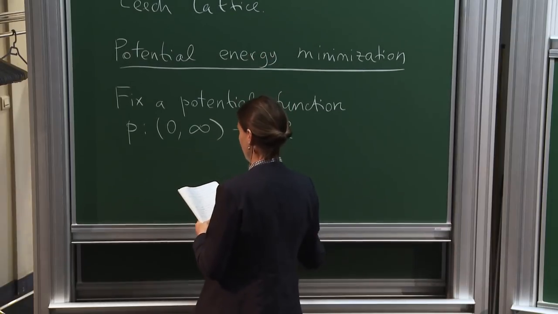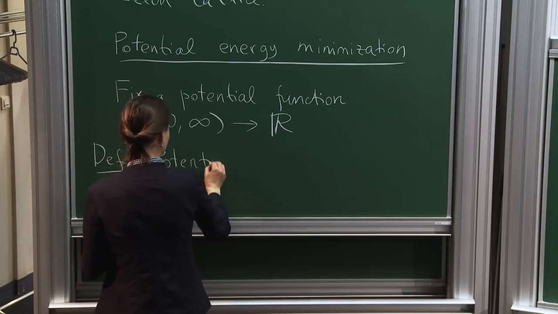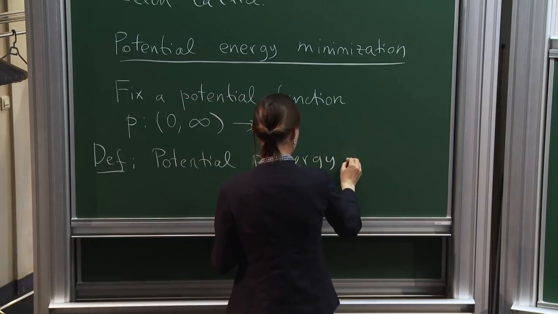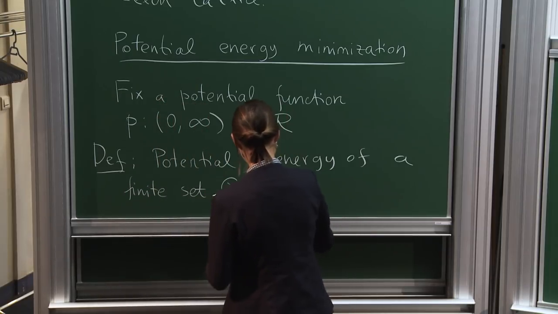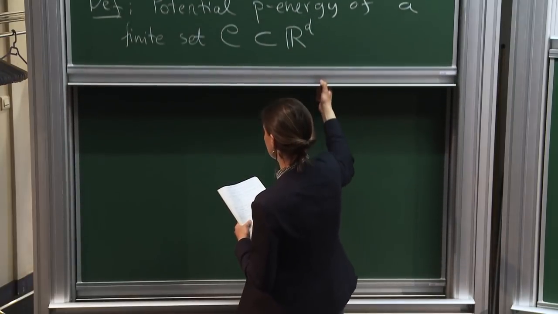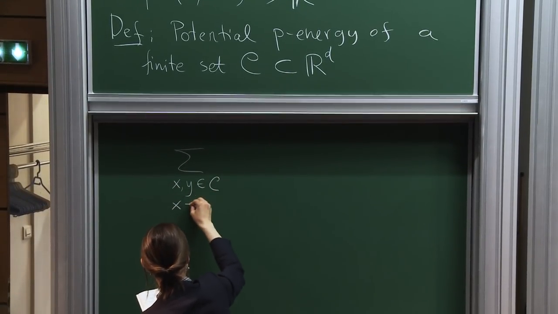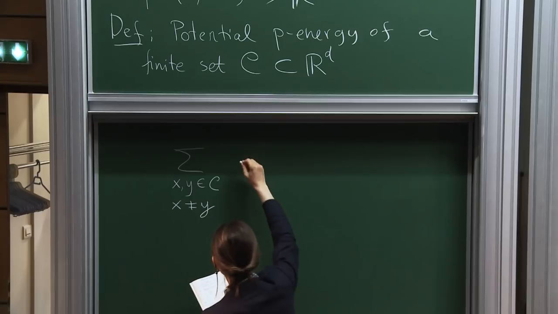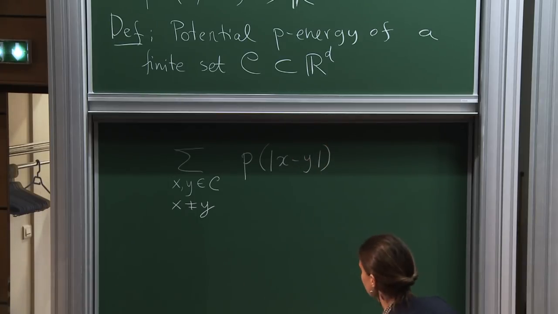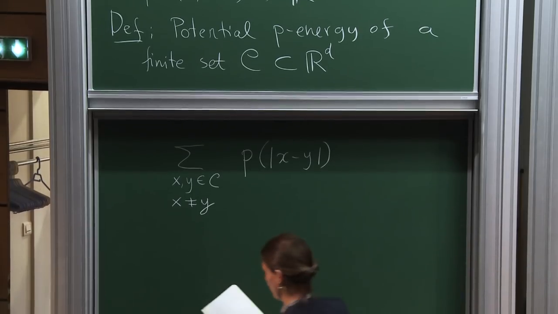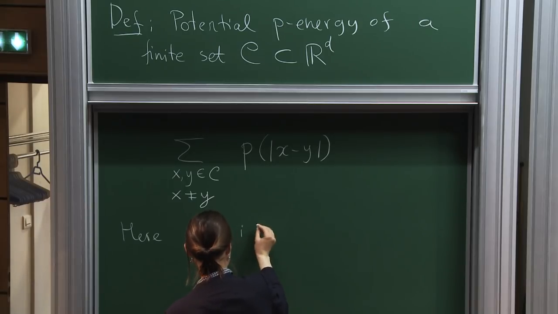Now if we have, for example, a finite set, the potential P energy of a finite set in the Euclidean space will be the following quantity. This will be the sum over all pairs of points, and we assume points to be different, so self-energy is not taken into account, as in many physical problems. Then we would like to minimize a quantity like this. Here the straight brackets denote the Euclidean norm.